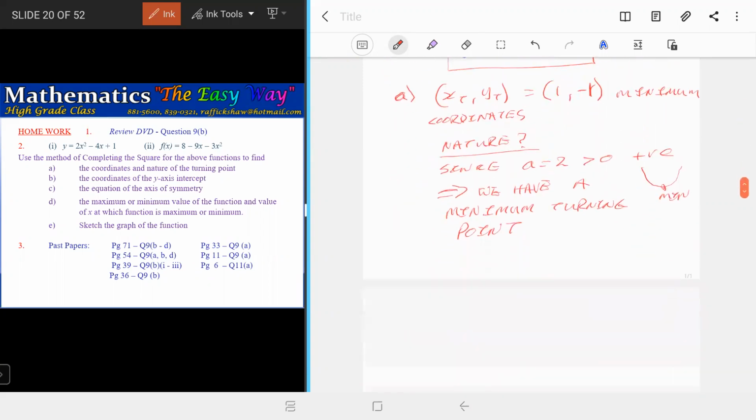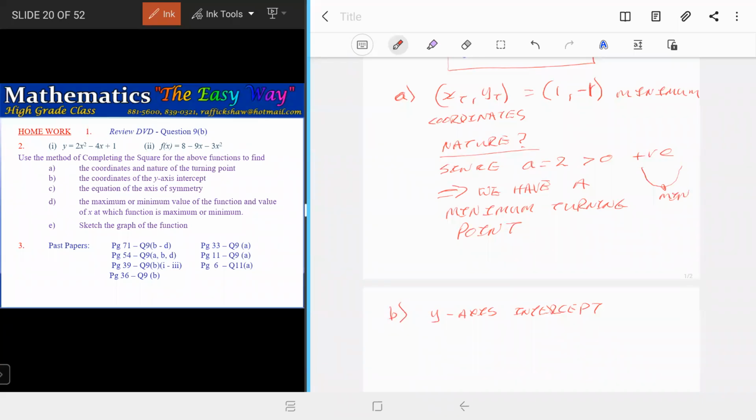Bino is asking us for the y-axis intercept. Remember, the y-axis intercept corresponds to your C value, right? The y-axis intercept is the point where the graph intersects the y-axis. On the y-axis, the x value, let me go into details now. Why is it the C value? Let me see why it is the C value.